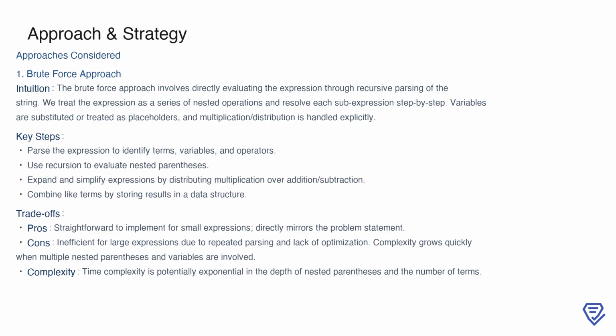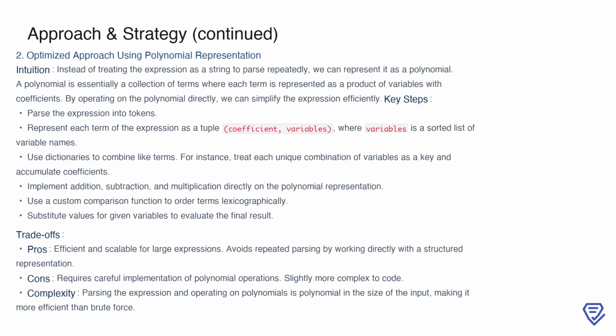While this approach is straightforward and closely mirrors the problem description, it has significant trade-offs. It's computationally expensive, as the time complexity can grow exponentially with the depth of nested parentheses and the number of terms. This makes it impractical for large or complex inputs, despite being easy to implement for smaller cases. Now, the optimized approach uses a polynomial representation to simplify the problem.